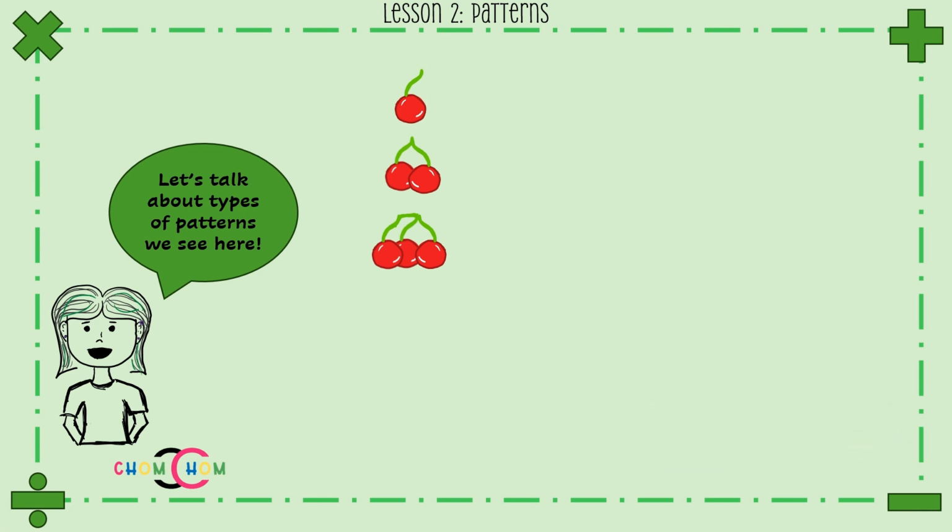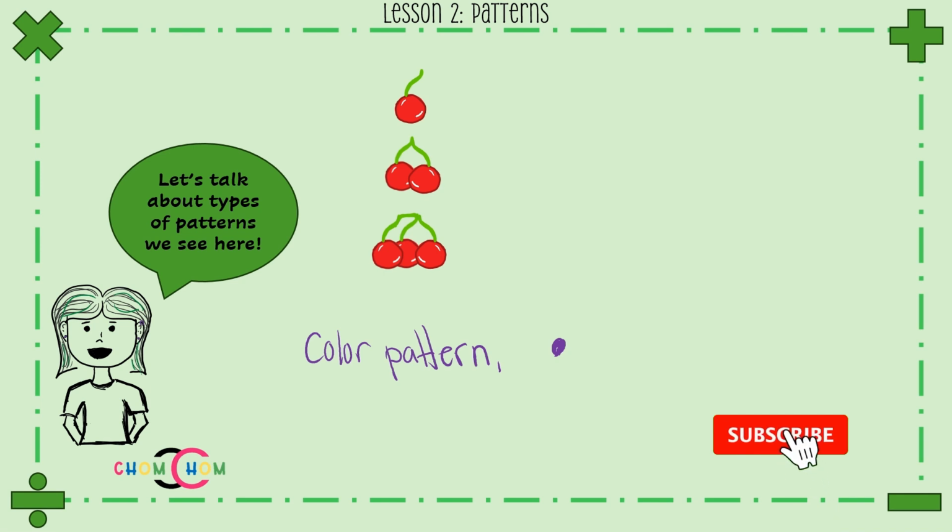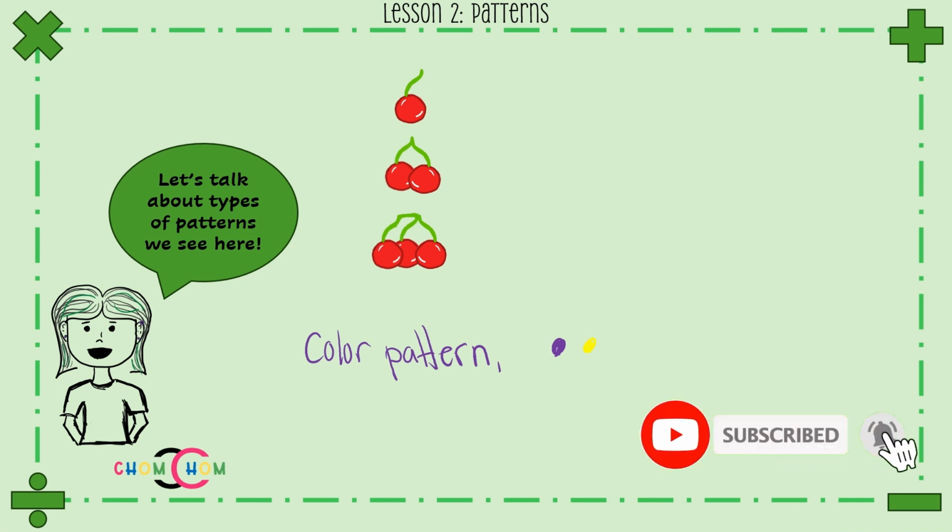So, there's multiple ways a pattern can change. You can have a color pattern, where, say, something goes from purple to yellow, back to purple, and the pattern repeats as purple, yellow, purple, yellow. So that's a color pattern.